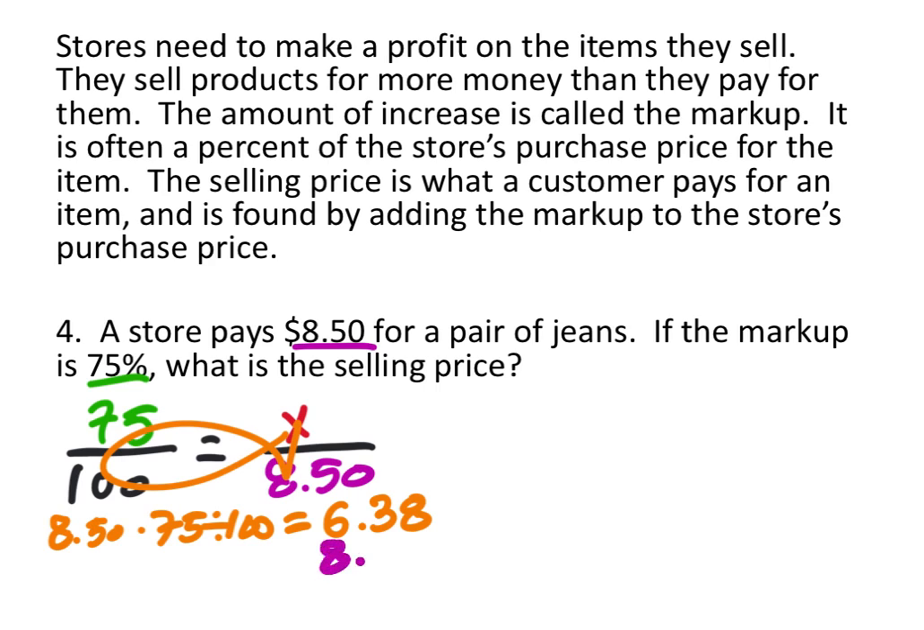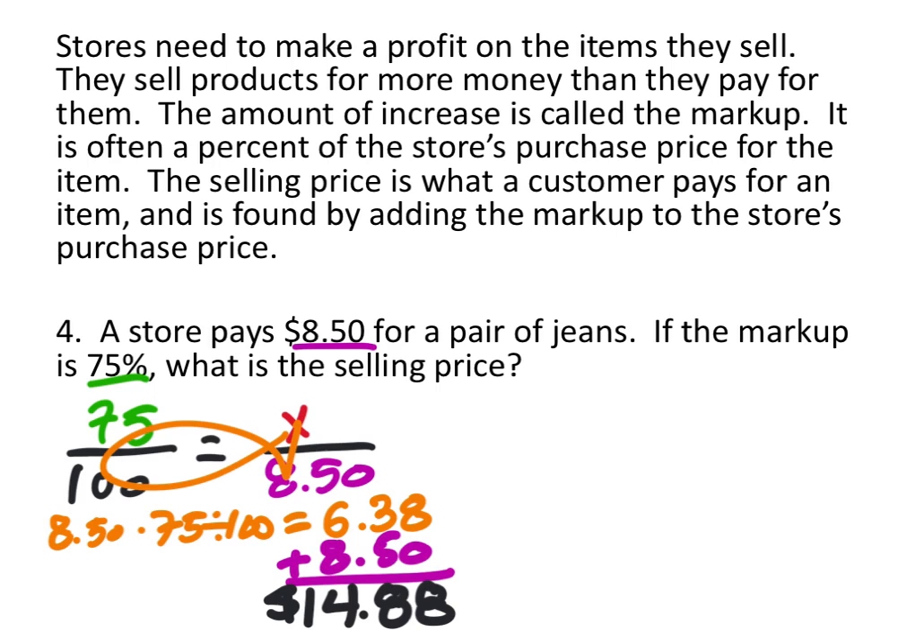So I got the $8.50 here. Let's go ahead and add that. That's a 5 right there. And when I add it in, what do I get? I got $14.88 right there, okay? So that's how much the jeans would sell for with 75% markup on $8.50.